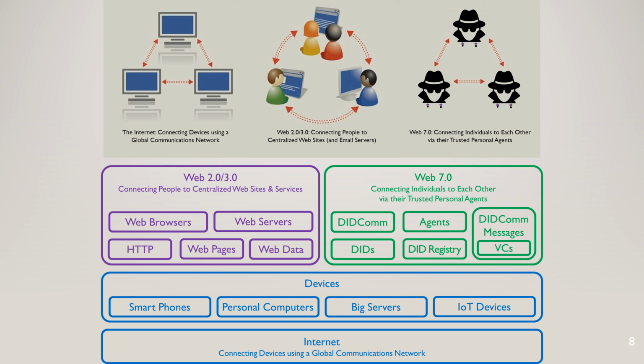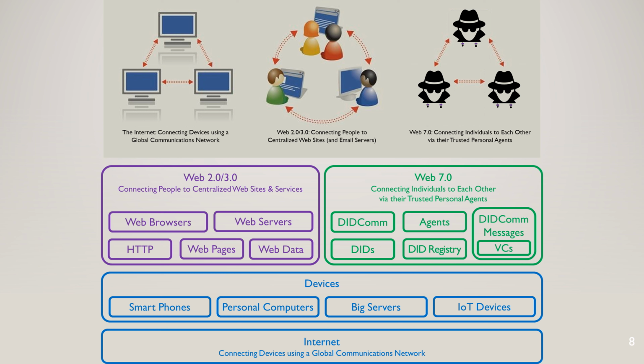Here, we're looking at a bit of a building block explanation of the old World Wide Web in purple there, and the new Web 7.0 in green. At the bottom is the internet, that global communications network. And on top of that, we can see our devices, our smartphones, our personal computers, big servers, Internet of Things devices, etc. And traditionally, in the World Wide Web, version 2 or version 3, the components are web servers and web browsers. Web browsers running on your personal computers talking to these centralized web servers. And they're using protocols like HTTP, and they're returning things like web pages and images and web data.